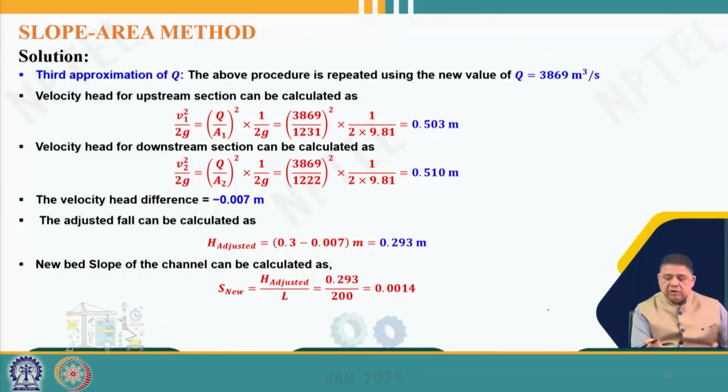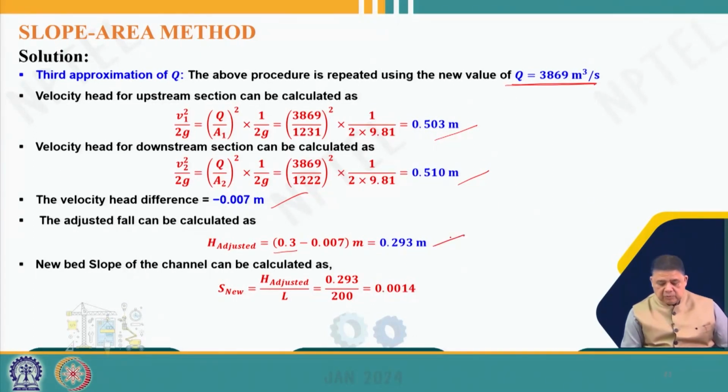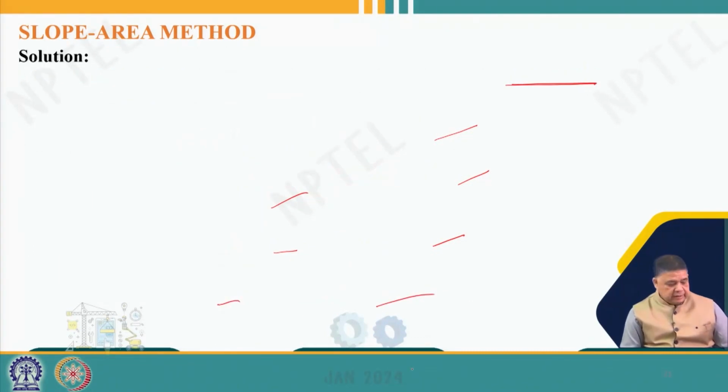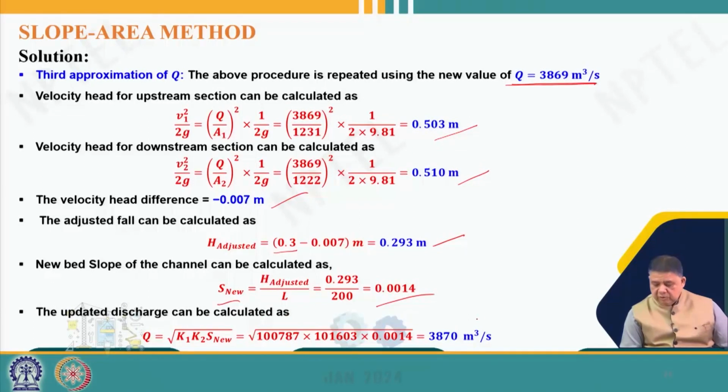For the third approximation, we have to continue this trial and error procedure until the two discharges are the same. So, we go with this iteration with the new discharge Q equals 3869. The procedure remains the same. We calculate the velocity head, the velocity head difference, and the adjusted fall, which in this case will be 0.3 minus 0.007, which comes out to be 0.293. We calculate the new slope, and then the new discharge, which comes out to be 3870 cubic meter per second.